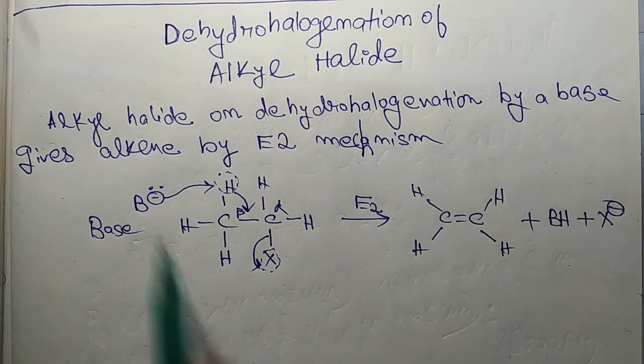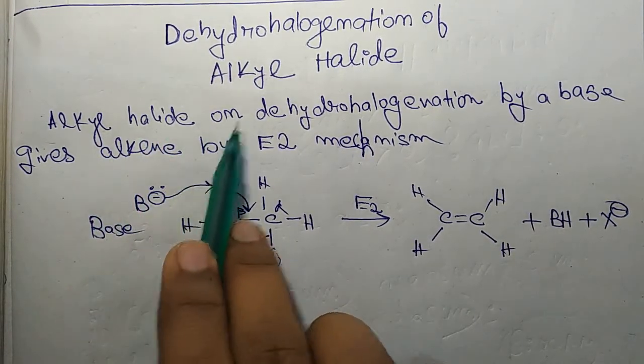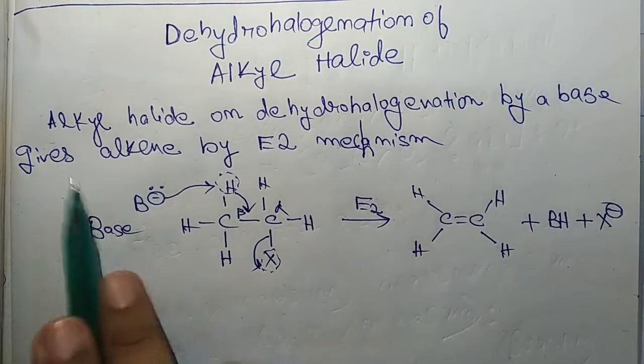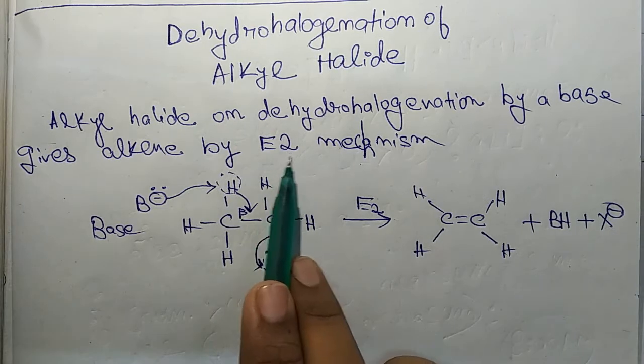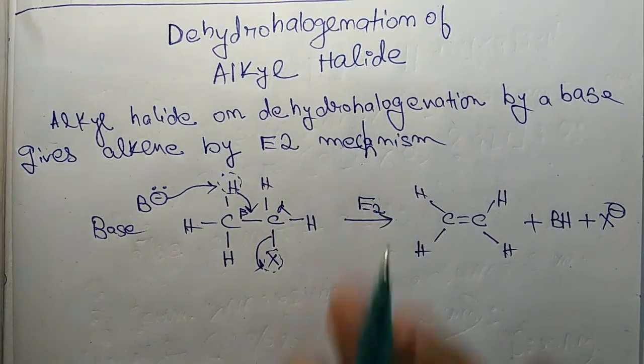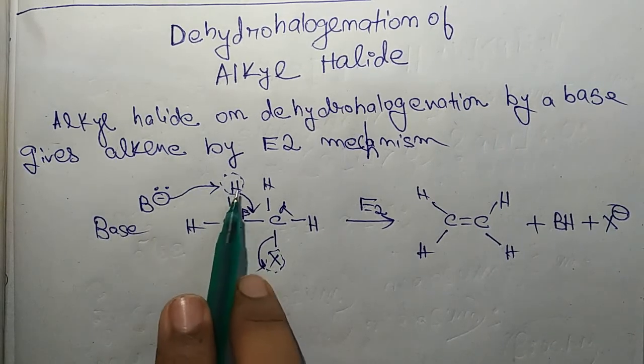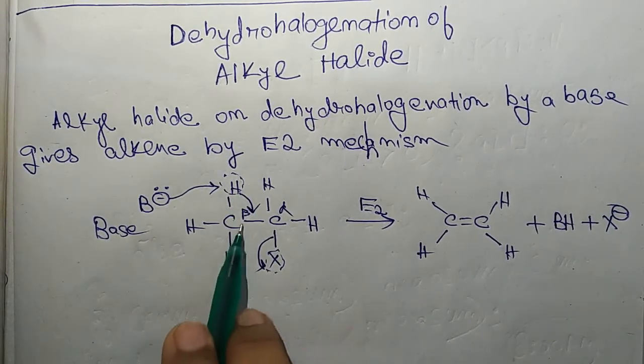Now follow me. When an alkyl halide undergoes dehydrohalogenation by a base, it gives an alkene by the E2 mechanism. So this is the dehydrohalogenation reaction. Here is a base. It attacks the hydrogen of the beta carbon.